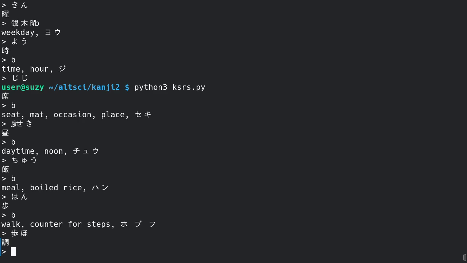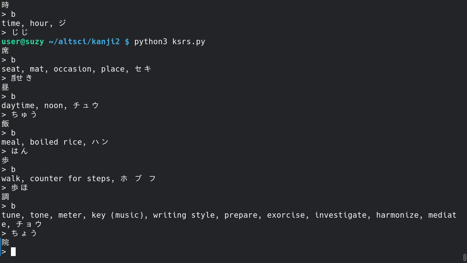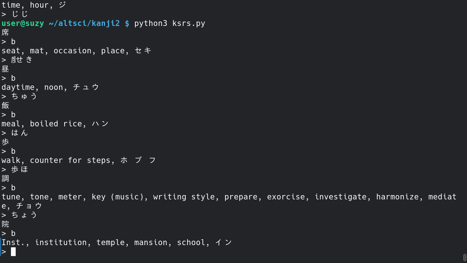And so then this one, I have an idea of what it is, but I can't put it into words. Isn't that weird? Tune, yeah. So cho is the onyomi. This one I completely forgot. Institution, right? So like, would this be in byoin? Yeah, so this is the kanji for byoin.